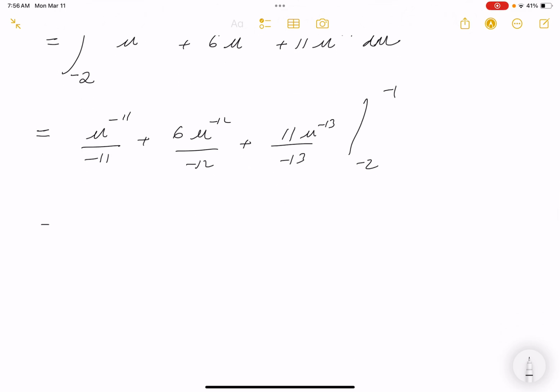Got to clean that up a little bit. And I'm going to write it as minus 1 over u to the 11. This is going to be minus 1 over u to the 12. Oops, I forgot 11 over here. Sorry about that. I'm just checking as I look at this thing. So minus 1, minus 11. Yeah, it looks okay. u to the 11. 6 goes into 12 2 times. So yeah, minus 1/2 u to the 12. And then minus 11 over 13 u to the 13th power, I'm sorry.